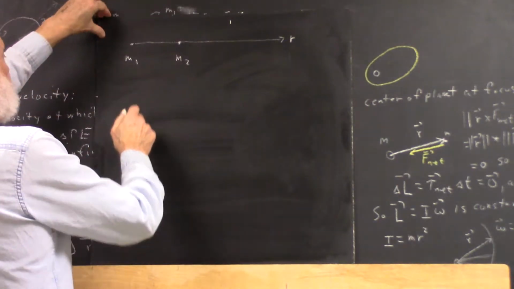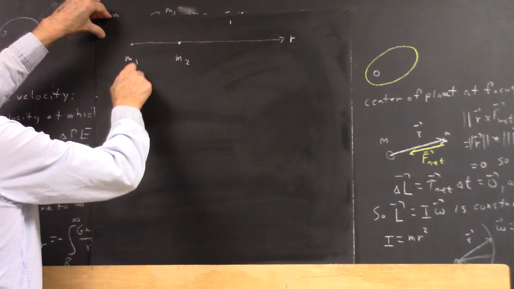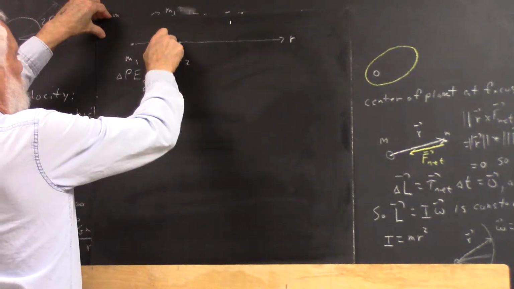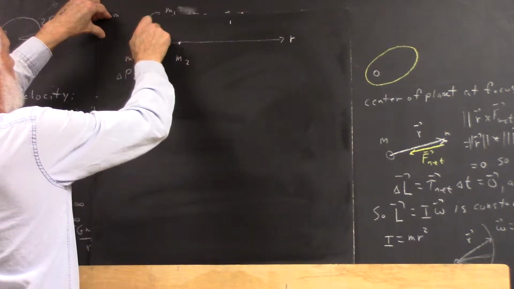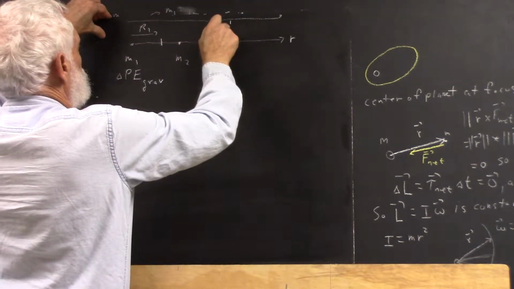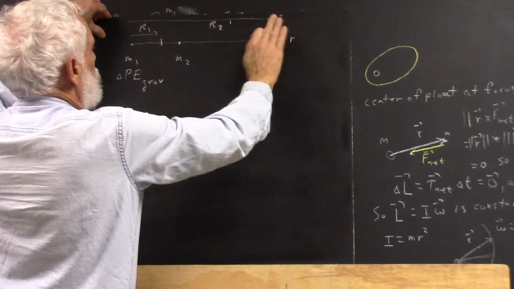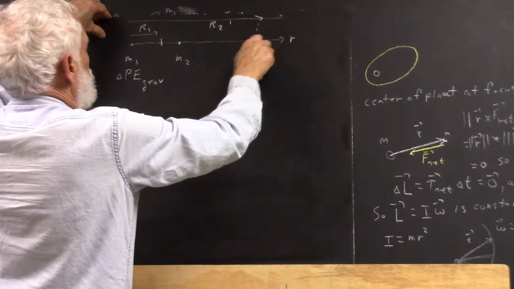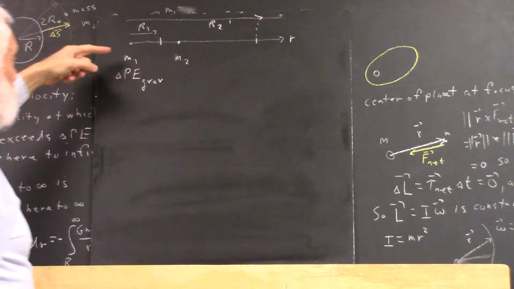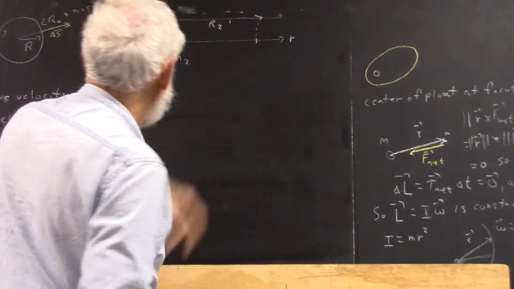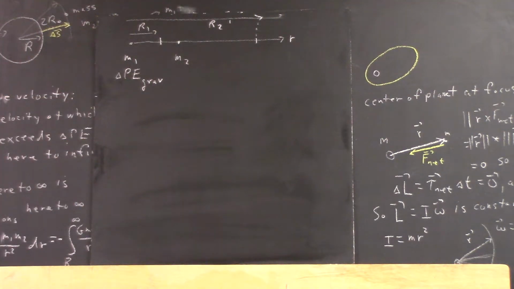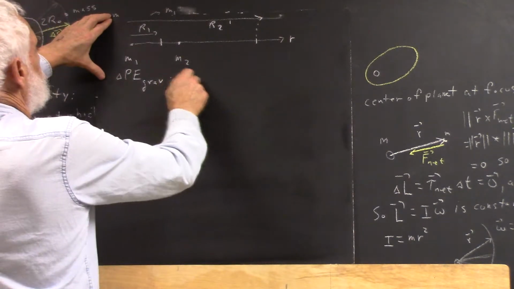We want to know the change in gravitational potential energy as we move from a distance R1 to a distance, let's cut it off right about here, R2. So we want to move these masses apart so that the separation increases from R1 to R2. And we want to find the change in gravitational potential energy.